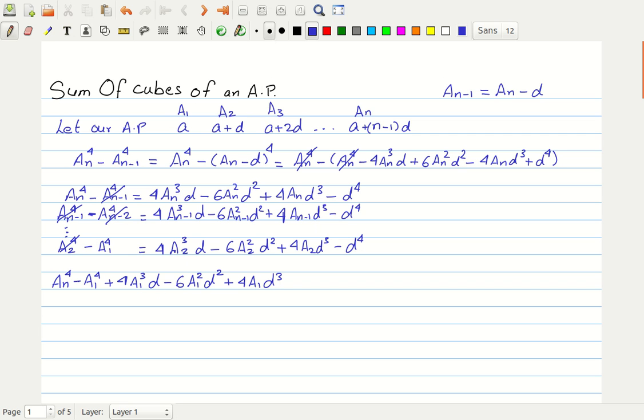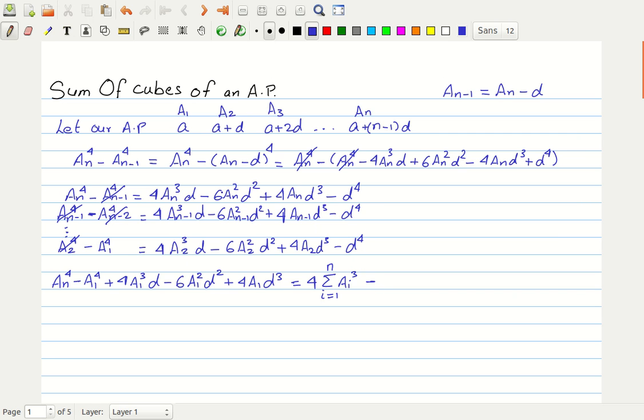Why am I adding this? Because if I add this, then I have to add it on the right hand side also, and then this actually becomes 4 times a1 cube plus a2 cube plus all the way to an cube, and this is what I want to find, right? So this becomes 4 times sigma ai cube, i equal to 1 to n. This is what we have to find.